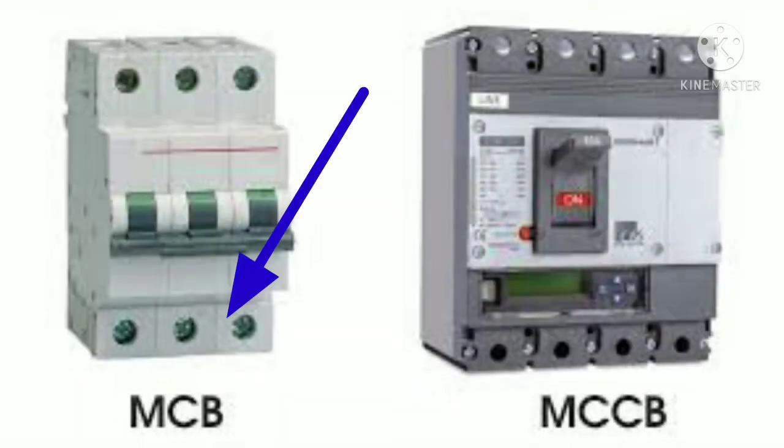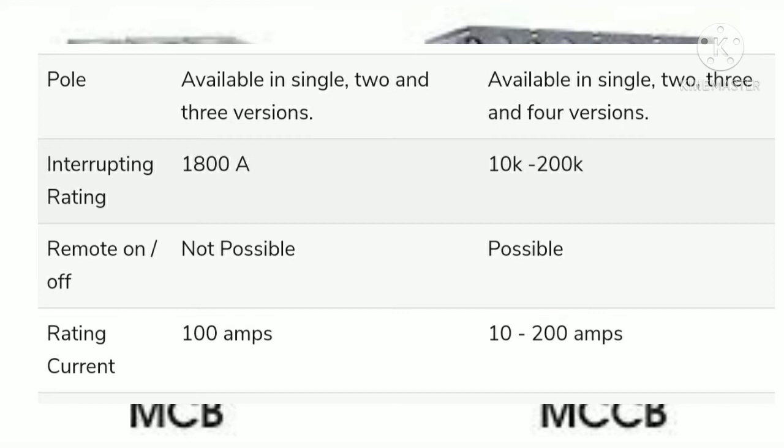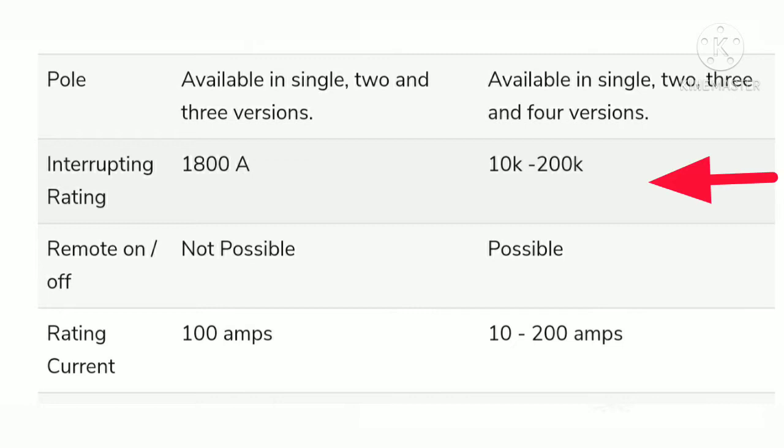So let us discuss another three or four differences between the MCB and the MCCB. We can use MCB for house wiring and we use MCCB for generator protection and other equipment protection. The next difference is the interrupting current: 1800 ampere for the MCB and 10 to 200k for the MCCB. As for poles, for the MCCB we get the single pole for phase, the 2 pole for phase and neutral, and the 3 pole for 3 phase protection.